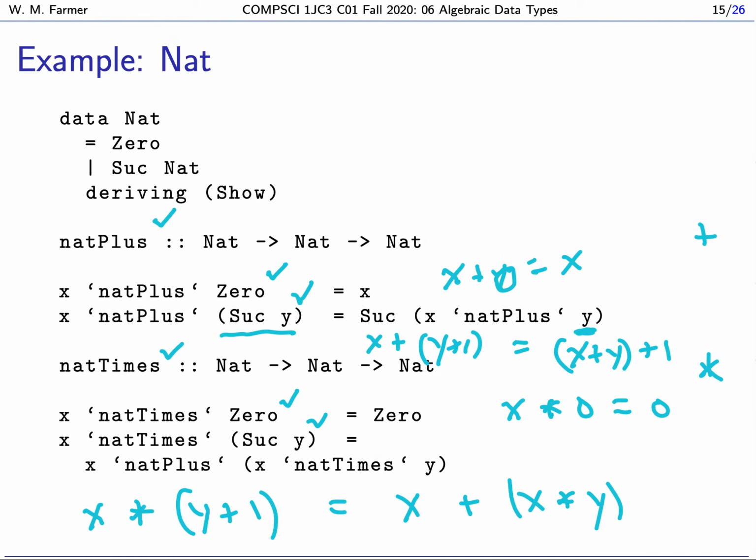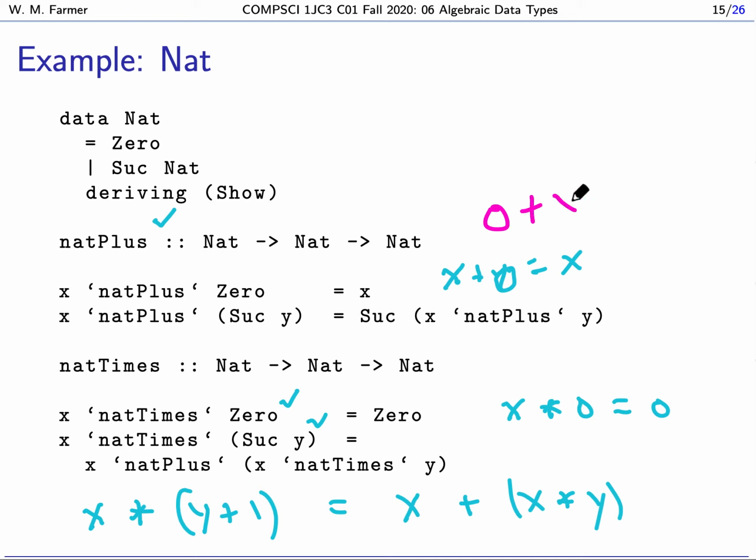Let me clean this up a bit so we can see what we're doing here. So this was the definition of plus. And I said the first line here was x plus 0 equals x. We want to prove something different. We want to prove 0 plus x equals x. That is different. And you could say, well, isn't addition commutative? And we know these are the same. Well, we don't know that.